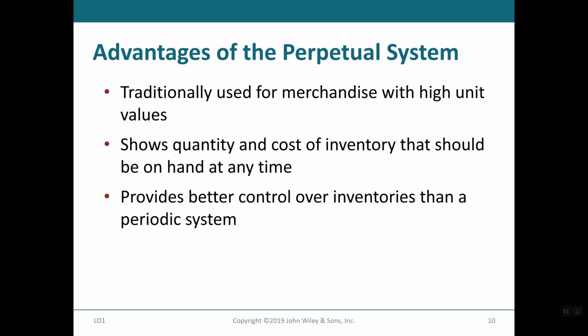What is the advantage of the perpetual system? We've talked about some of them before now. It is traditionally used by merchandise with high unit values, places like cars, jewelry stores, furniture stores mostly use this. They want to keep track of their inventory as items are being sold.